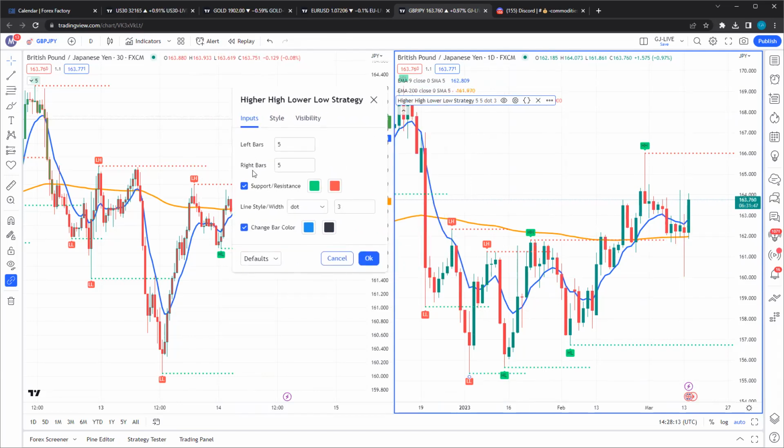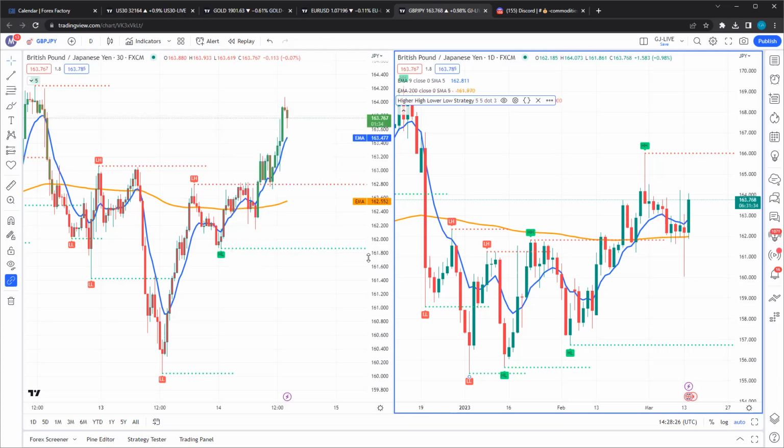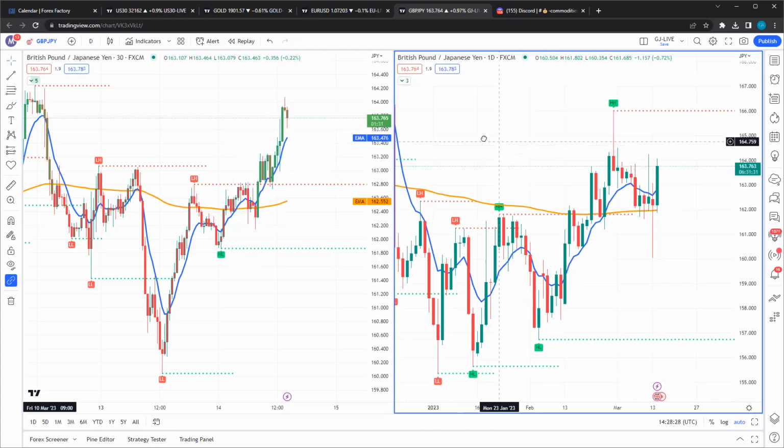So left bars and right bars, this just tells you when a zone or a lower high is going to be established. This means it's going to be established after 5 candles. If you want it to be after 3 candles, or after 2, go ahead and set that. But for me, I don't change that. Then I come here.